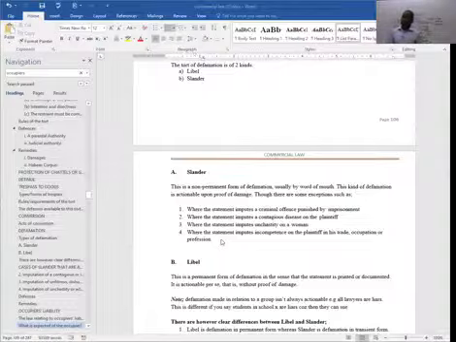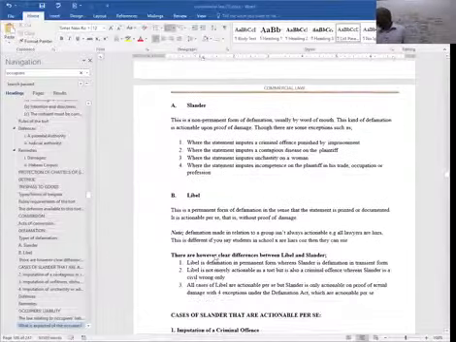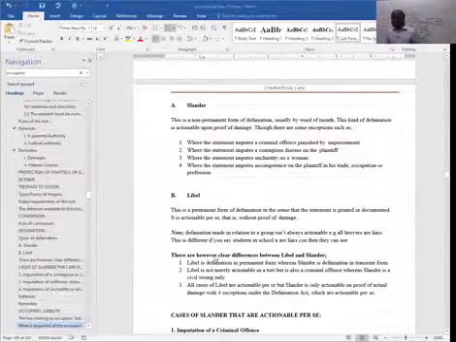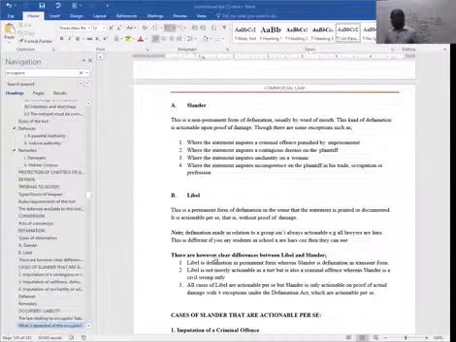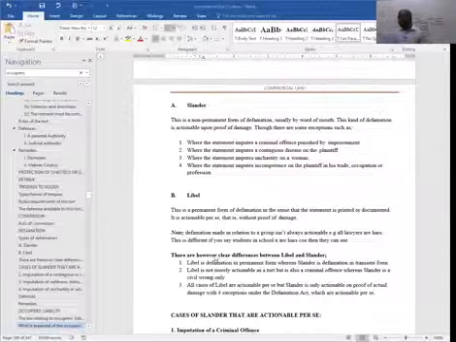So what are the differences between the two, or what have you been able to note as the difference between the two? So number one, libel is defamation in a permanent form, whereas slander is defamation in transient or non-permanent form. Libel is not merely actionable as a tort, but it is also a criminal offense, whereas slander is a civil wrong only.